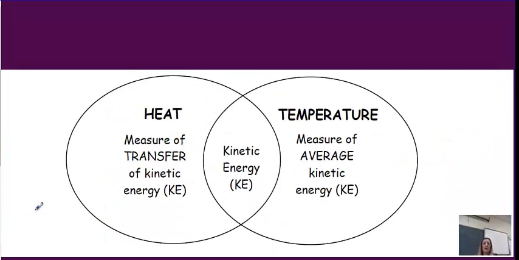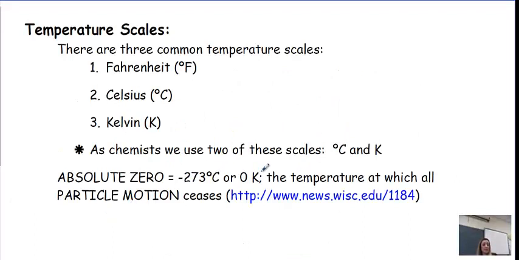Okay, so we're going to look at a diagram here, a graphic organizer, where we have heat and temperature. We're going to separate the differences and the similarities. So heat is the measure of transfer of kinetic energy, and the temperature is the measure of average kinetic energy, and the kinetic energy is where they overlap. Okay, we're talking about kinetic energy for both, so that's how they're similar, but one is the measure of the transfer of the kinetic energy, the other is the measure of the average kinetic energy.